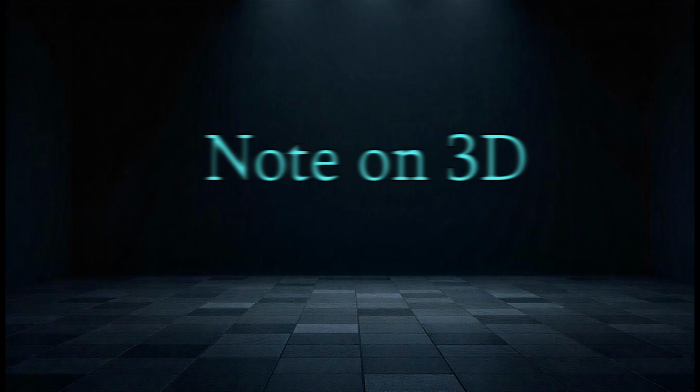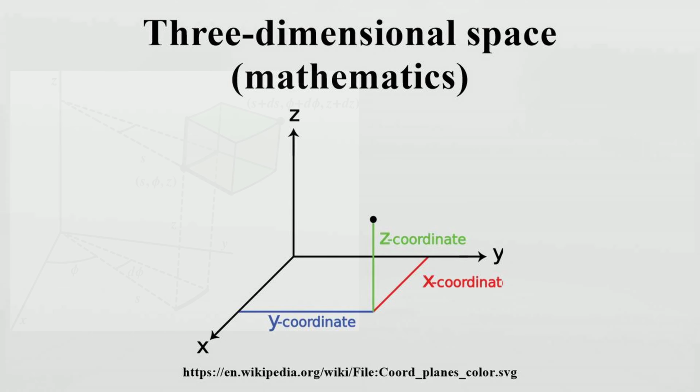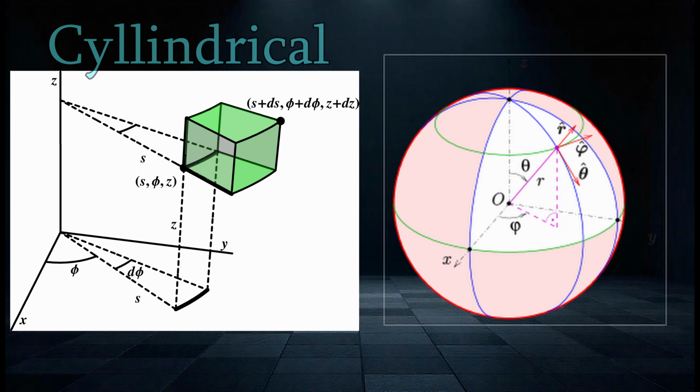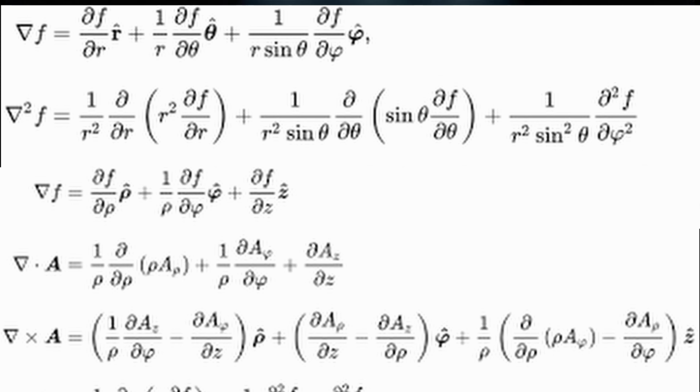Just a quick note, in 3 dimensions we have, as you can guess, 3 degrees of freedom. We also have more complex coordinate systems, like the cylindrical coordinate system and the spherical coordinate system, but we use them way less often because of how complex they are.